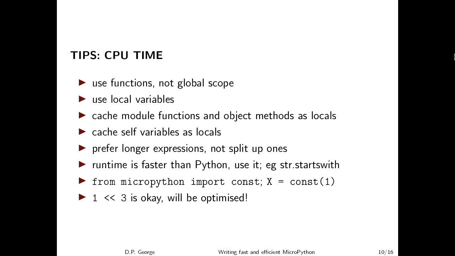And MicroPython includes a way to make constants. If you use this construct, from micropython import const, and then X equals const(1), wherever the compiler sees X, capital X again for this example, it will replace it with 1. So it's kind of like C's hash define. It'll actually do proper constants there. And also, it is okay to do things like 1 plus 2 in your code. You don't have to optimize that to 3. The compiler will optimize that for you. So don't be afraid to use constants in ways like that.